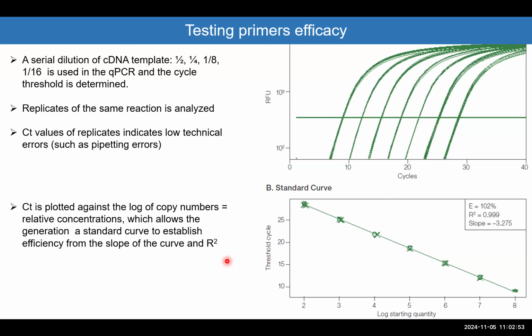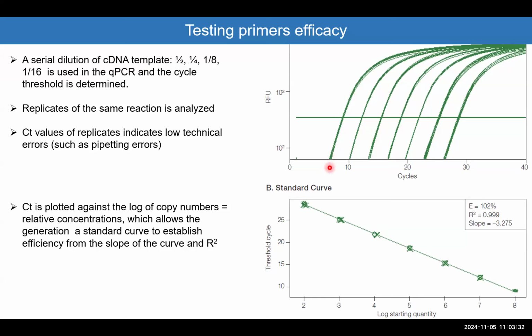And in order to do that, you can do what we call a serial dilution of the template cDNA. So simply you take the cDNA and you make 1:2 dilution, or you diluted 1/2, you diluted 1:4, you diluted 1:8, and you diluted 1:16. And then you perform reactions in triplicate from this, in triplicate from that, in triplicate for 1/8, in triplicate for 1/16. There are many other triplicates here, but I'm just giving you an example.